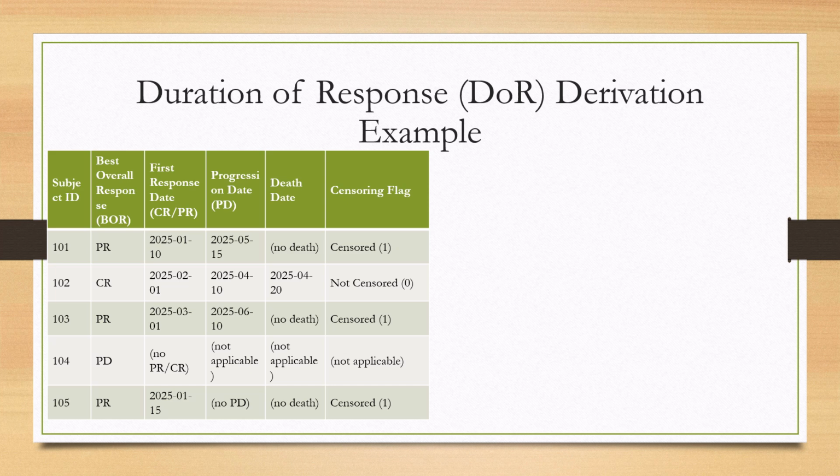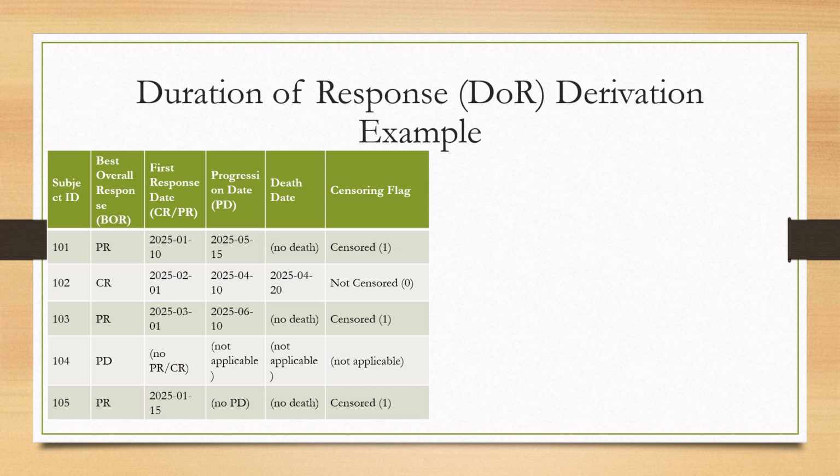So coming on to the third subject, the first response was the partial response, which happened on 1st of March 2025, and the progression happened on the 6th of June 2025. So the DOR calculation will be the difference of these 2 days, which is 101 days. This is censored because the subject has not yet reached progression at the study end date.